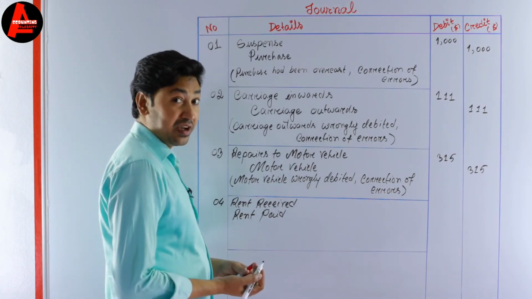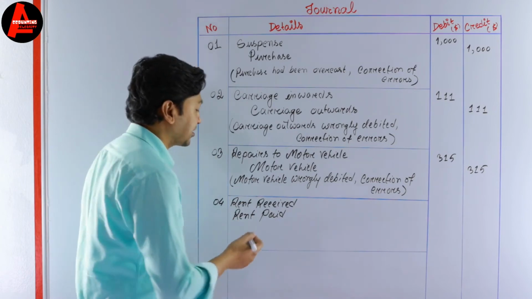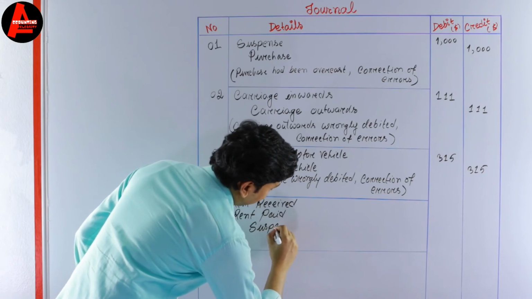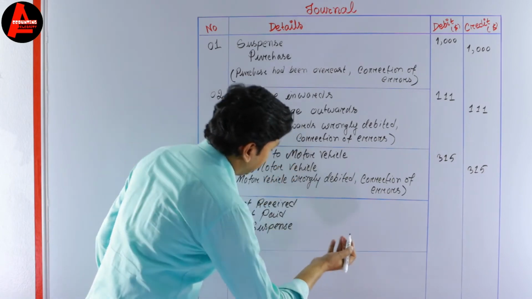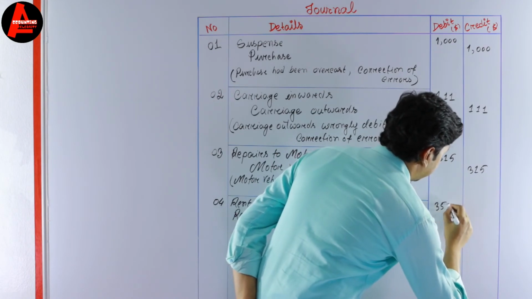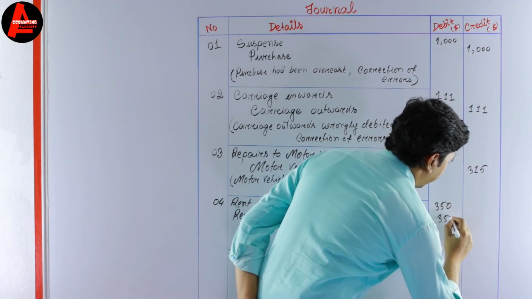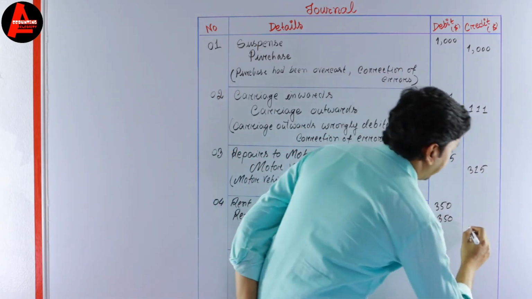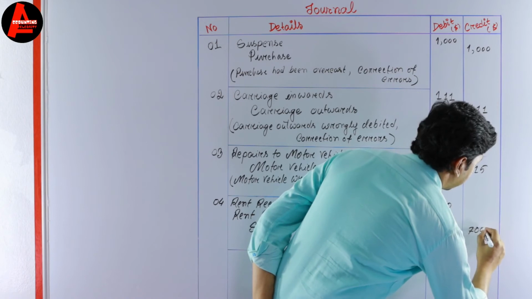Then what is credit here? Yes, it is a suspense account. So let us write here, suspense account. So here, what is the amount? 350 rent receipt, 350 rent paid, and if we double, it is $700 on the credit column.